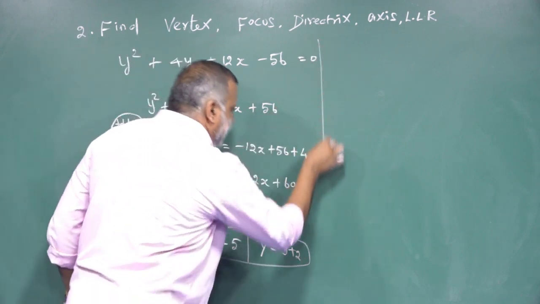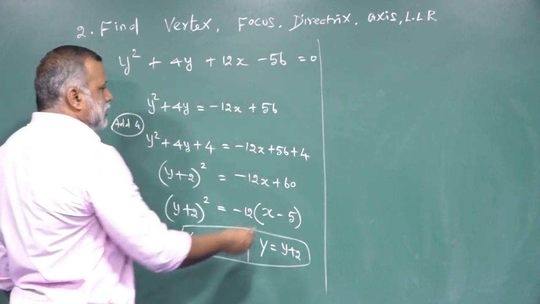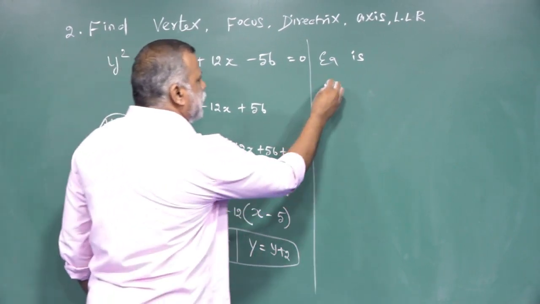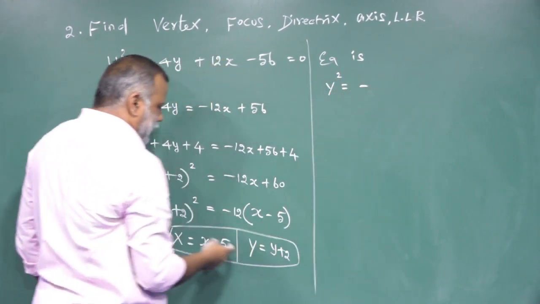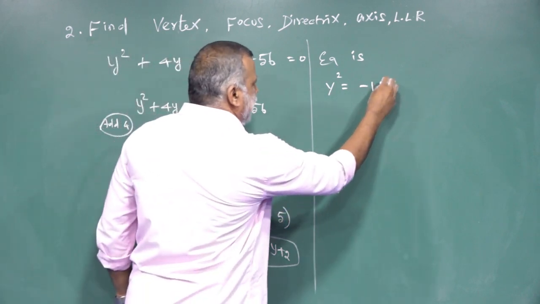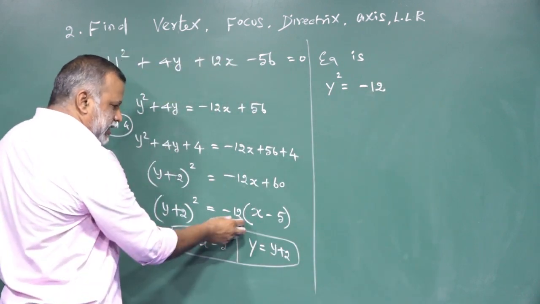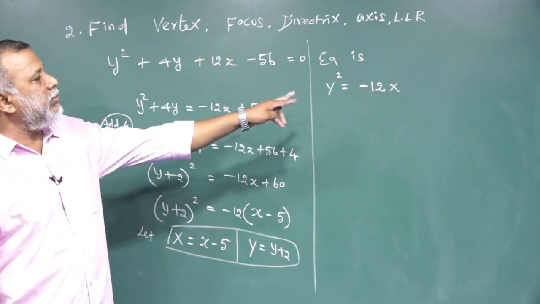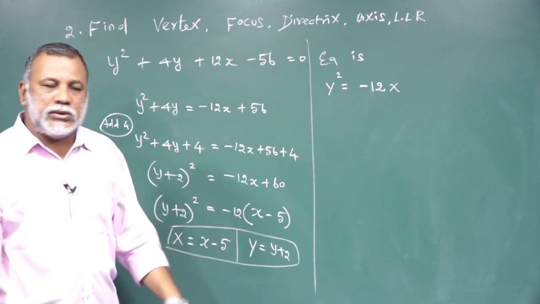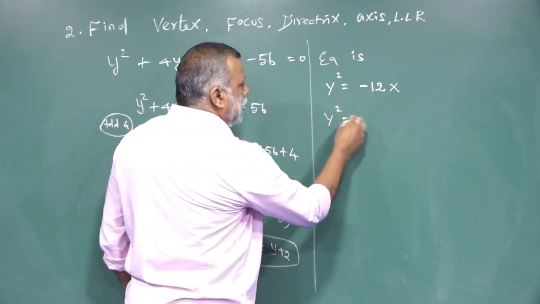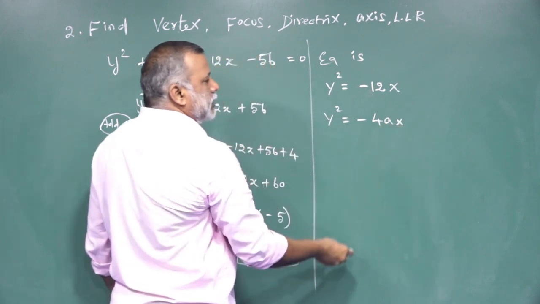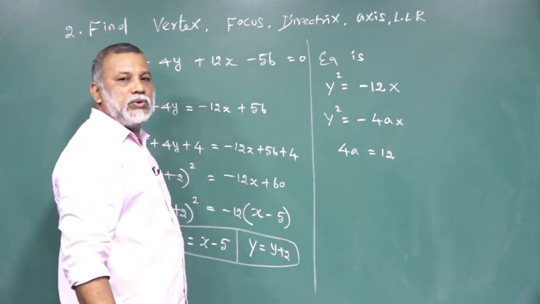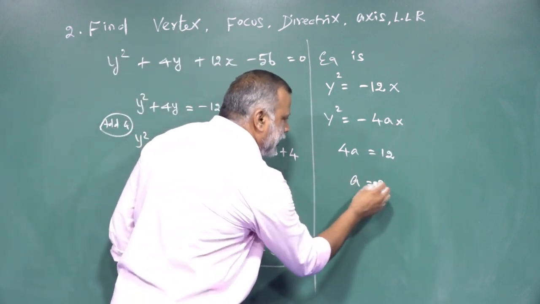Now the given equation changes like this. See here, capital Y squared equals, we already have the negative sign, then 12 is the coefficient here, times capital X. So Y squared equals minus 12X. It belongs to type number 2: y squared equals minus 4ax. So from this, 4a equals 12. See here, 4a equals 12, from this a equals 3.